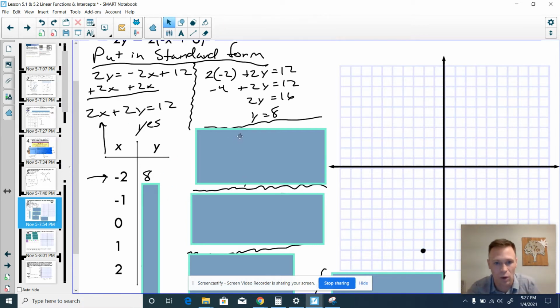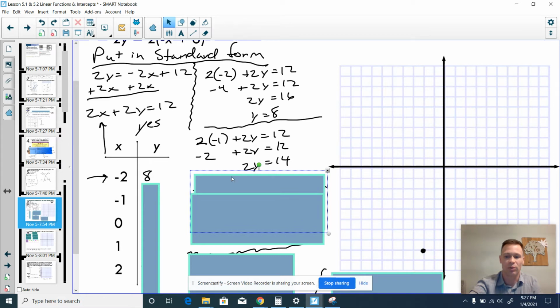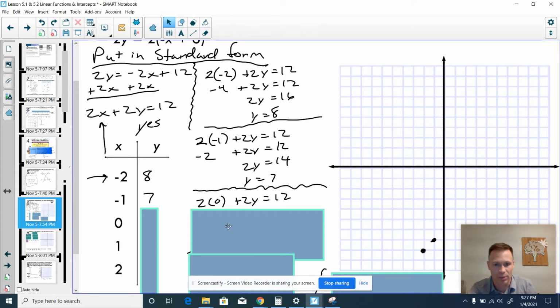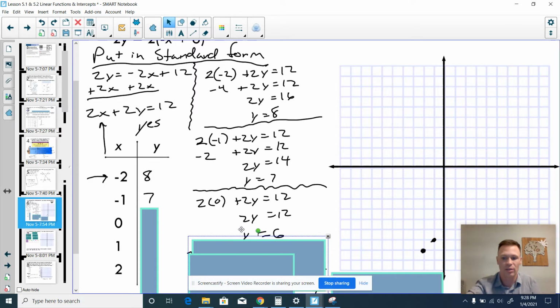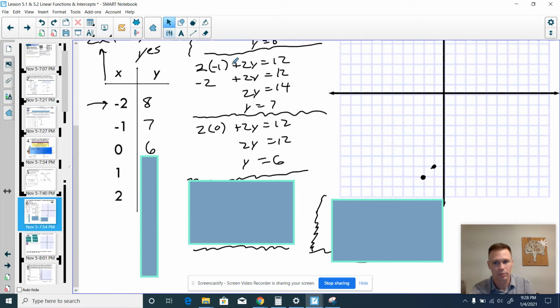Okay, and then I substitute in negative 1. 2 times negative 1 is negative 2. I add 2 to the other side to get 14. That leaves me with 2y equals 14. I divide both sides by 2 to get y equals 7. And so negative 1, 7 is my next coordinate point, right here. Then I substitute in 0. This one's easier. 2 times 0 is 0. That leaves me with 2y equals 12. I divide both sides by 2 to get y equals 6. So I have the coordinate point 0, 6, right here.